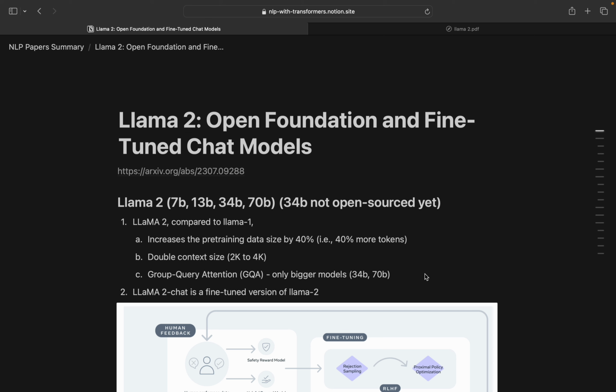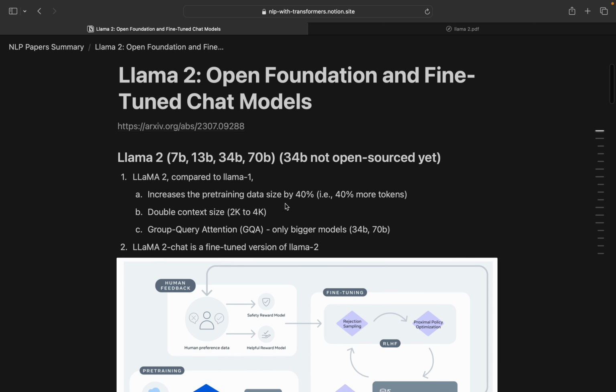LLaMA 2 comes in 4 variants: 7 billion, 13 billion, 34 billion and 70 billion. At the time of the paper, they explicitly mentioned that all of them are open source except the 34 billion model, which is not yet open sourced, but it can change in the future. As of now, the 34 billion model from Meta LLaMA 2 is not yet open sourced.